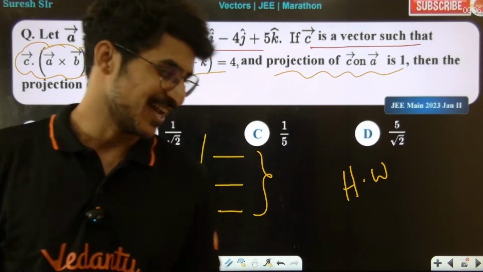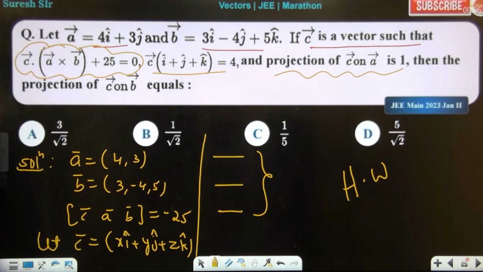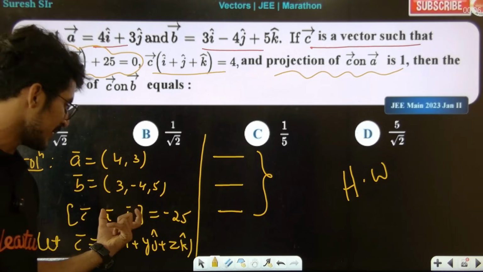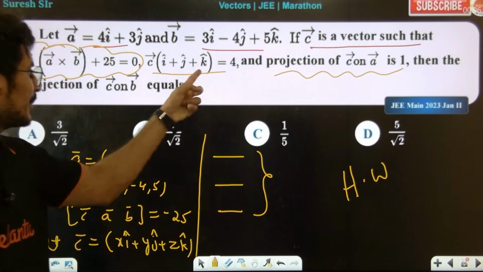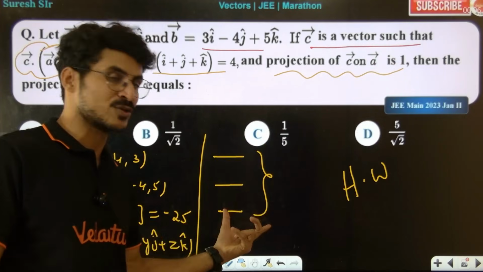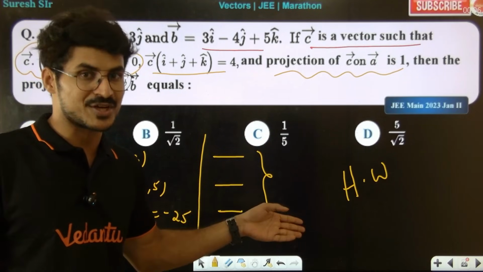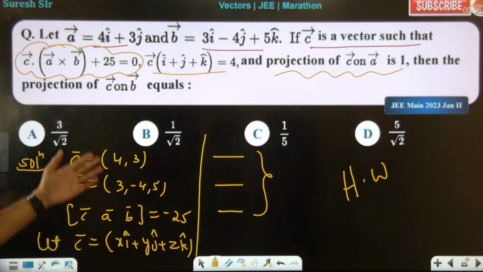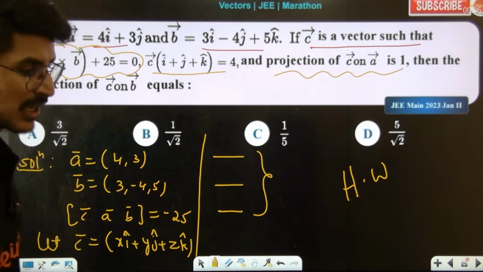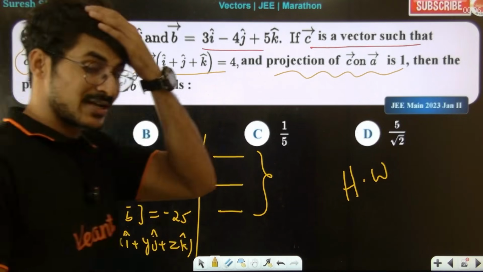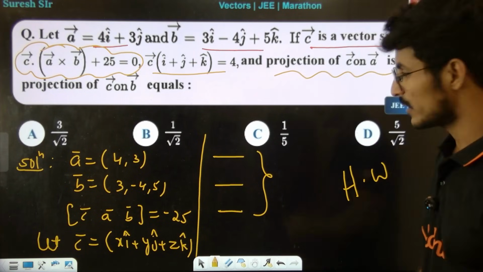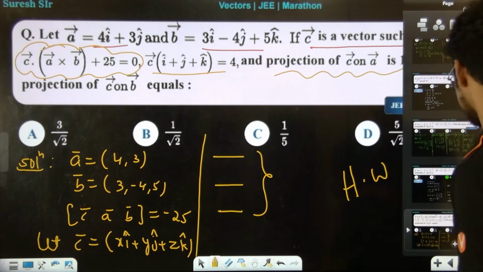Now look at the board, you understand guys. If you do this, you will get one equation, and if you do the projection of C on A, you will get another equation. So 3 unknowns, 3 equations, then the C vector will come. Once the C vector comes, you have to do the projection of C on B, a simple question. So the projection concept is involved 2 times here, you need to apply it 2 times, right?